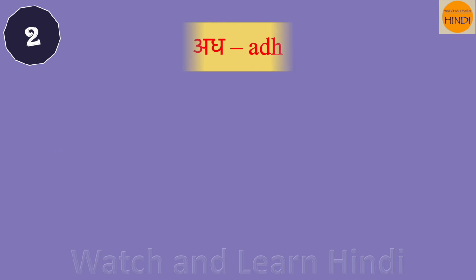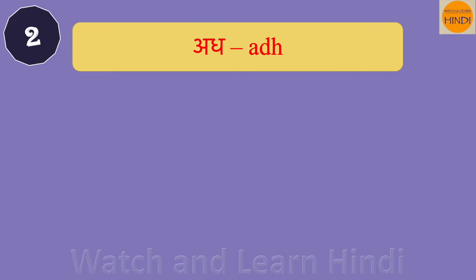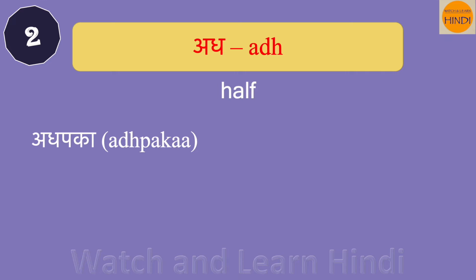The next one is adh, which means half. So when you add it as a prefix, it changes the meaning of the original word to half of the original. Let me show you how. Adh paka is adh plus paka. Paka is cooked. Adh paka is half cooked.